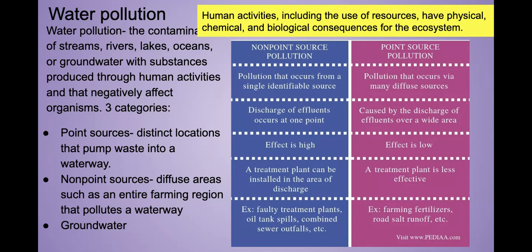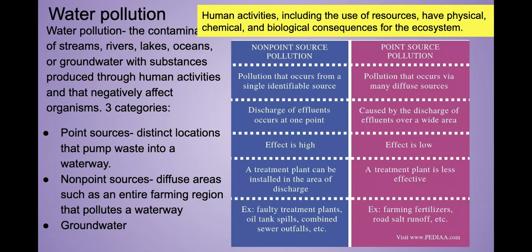When something is called a point source, it is a distinct, specific location in which I'm putting some kind of pollutant or waste into a waterway. In comparison to a non-point source, which can come from just different areas into a watershed, for example. And then groundwater pollution would affect our groundwater, especially, like we've seen in the previous chapter, with heavy metals and some radioactivity as well.